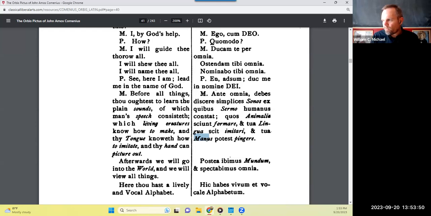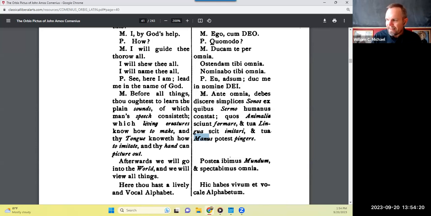Now, we saw in Latin reading the word factum, and here we have manu. So what does manufacture mean? What does manufacture mean? Very good, Lara. To make by hand. Okay, manufacture, to make by hand. So tua manus, your hand, potest.